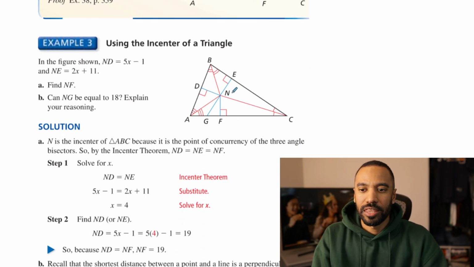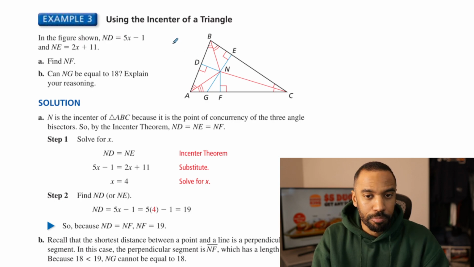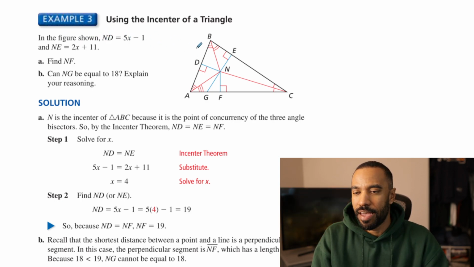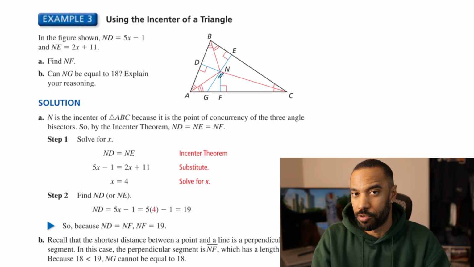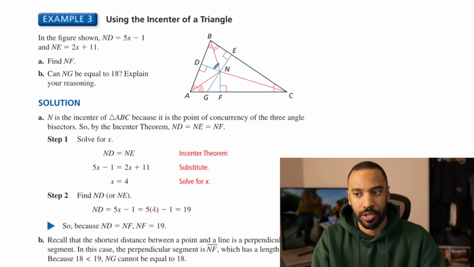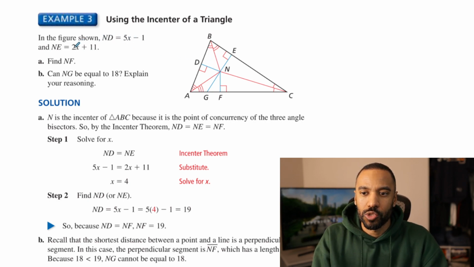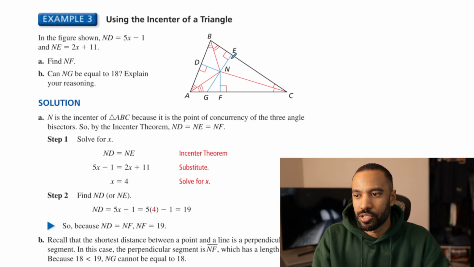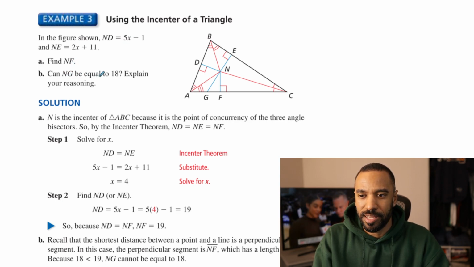So, looks like they're going to do different kinds of examples this time, ones that I expect to see a little more of, probably algebraic and such. In the figure shown, the length of ND is 5x minus 1, and I understand these drawings can look confusing. They can for me as well, because they're color-coded. That is actually helpful. ND is 5x minus 1, and NE is 2x plus 11. So here's ND, here's NE. They're going to ask us to find the length of NF and ask us, can NG be equal to 18?